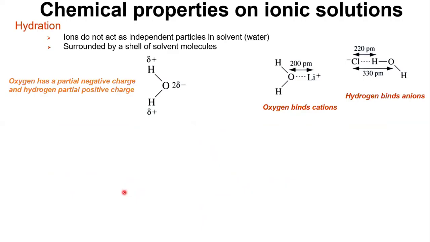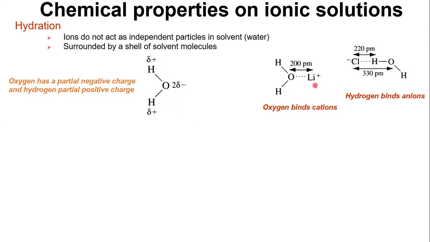Hydration. Now, we are saying that ions do not act as independent particles in solution. They are surrounded by a shell of solvent molecules. And so this is the behavior of water. Water is made of oxygen and 2 atoms of hydrogen. Now, the oxygen here is highly electronegative, so it always polarizes the bond. It pulls the shared paired electrons towards itself to get a partial negative, and then the hydrogens become partial positive. So this is the behavior.